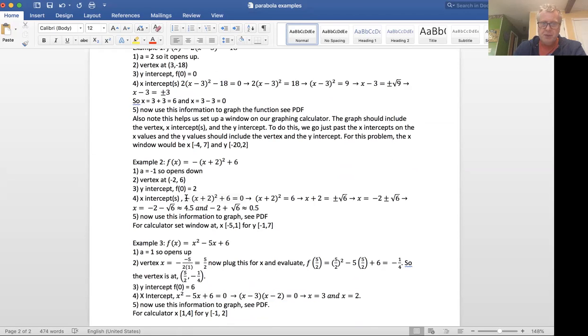For the x-intercepts, we set the function equal to 0 and solve for x. The only inconvenience we have here is that the plus and minus square root of 6 isn't a nice number like it was with a 9. That's okay. We'll continue on. We'll subtract 2 from both sides to isolate the x. That gives us x equals minus 2 plus and minus the square root of 6, which is 2 answers, the plus and the minus. Minus 2 minus square root of 6 is about equal to minus 4.5. And minus 2 plus square root of 6 is equal to about 0.5.